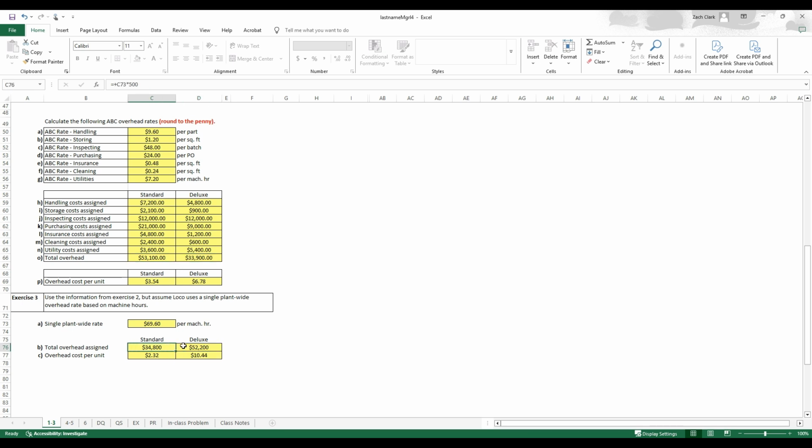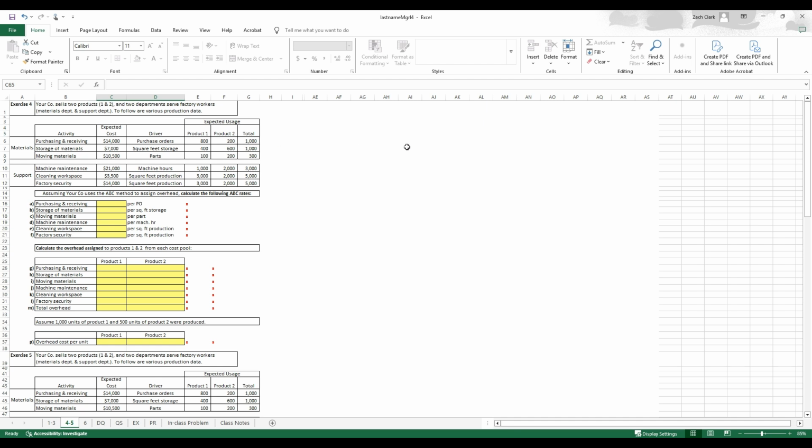And applying this overhead one way or the other would skew how we price these products, because we would be putting a lot more costs towards the deluxe and less towards the standard in our single plant-wide rate, versus that not being the case with our total breakout for the activity-based costing. So, all right, let's jump on to the next tab.